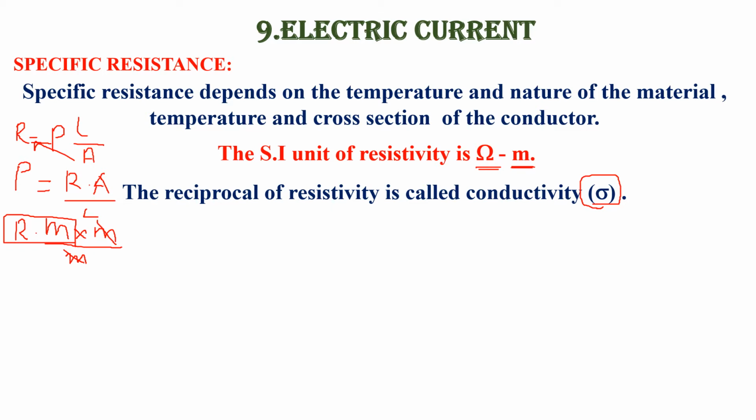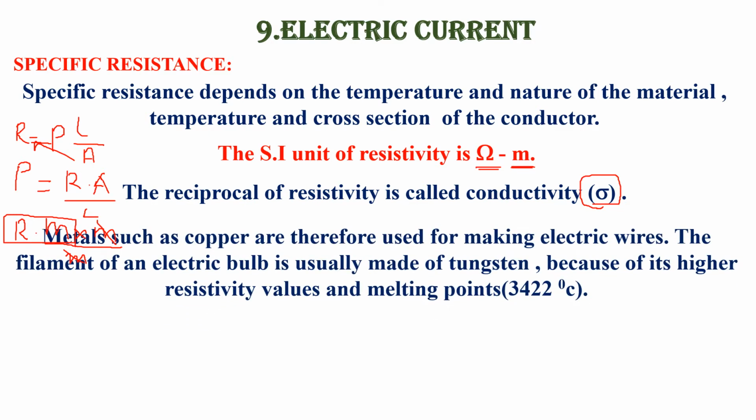Right? And conductivity is shown with this symbol called rho, Nana. The conductivity is shown by the symbol called rho. Now, metals such as copper are used to make electric wires because they have good capacity of taking the temperature. Flow of current also is good with them, and equally they have the capacity of taking a good range of temperature. Okay. So the filament of an electric bulb is usually made of tungsten because of its higher resistivity values and melting points.